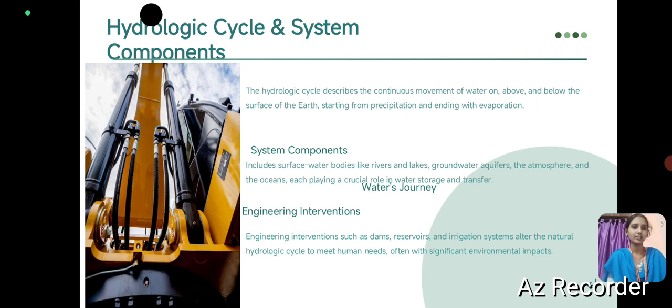Engineering interventions such as dams, reservoirs and irrigation systems alter the natural hydrologic cycle to meet human needs, often with significant environmental impacts.